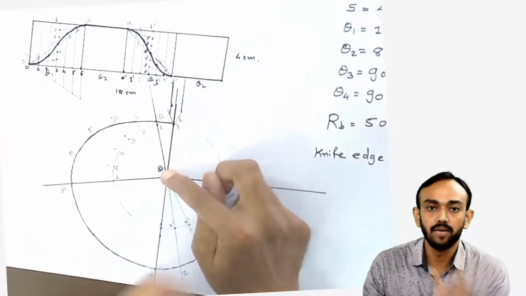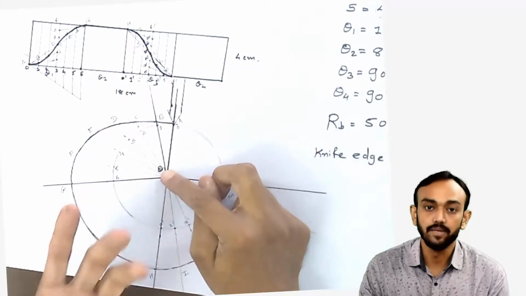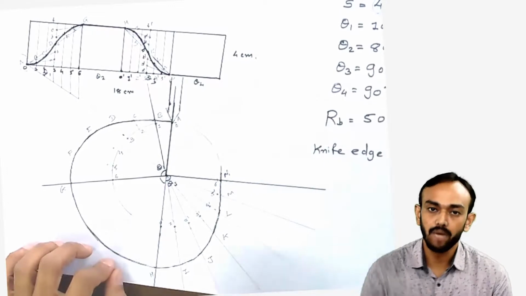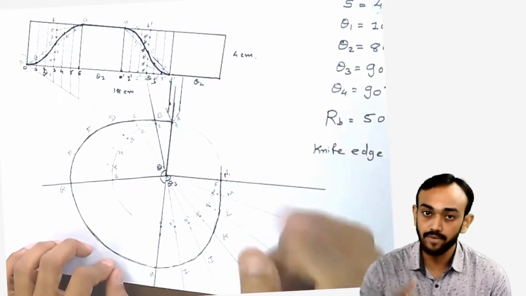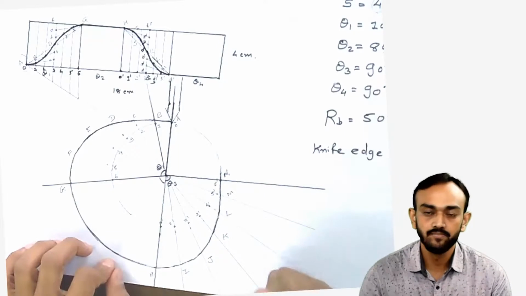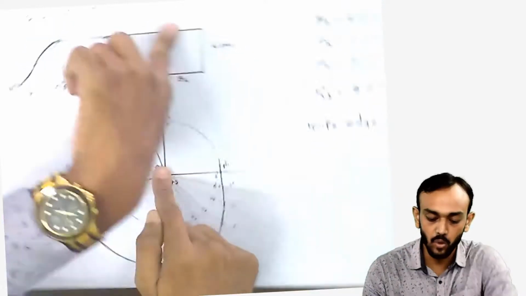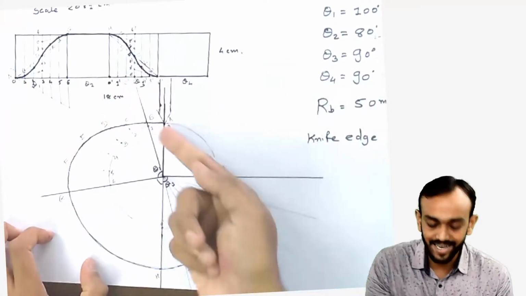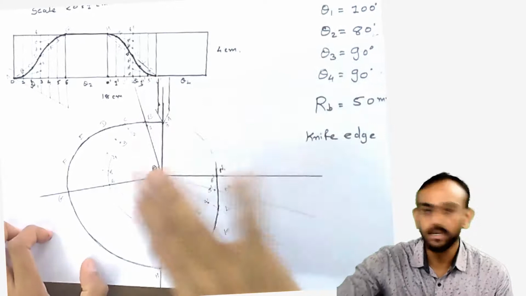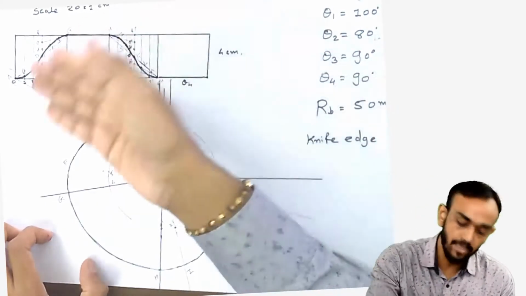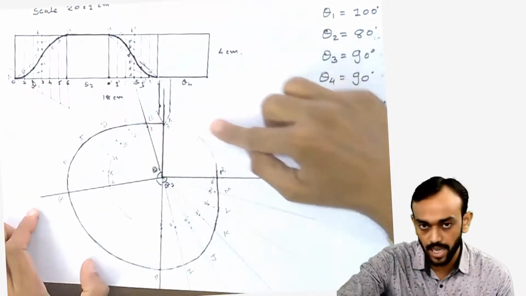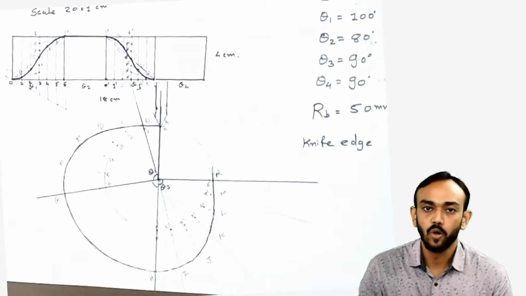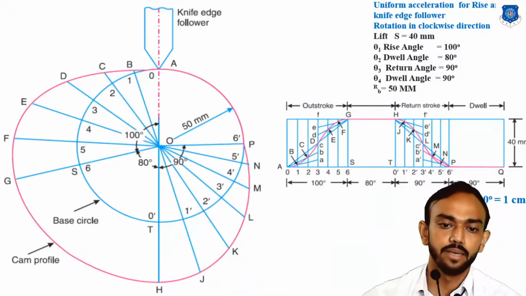Remember that whenever no direction is given in an example, we will draw in this direction. But in one or two examples they have said that the cam is rotating anti-clockwise. Then nothing changes, except that we have to take theta 1, 2, 3, 4 in the opposite direction. Because the cam is rotating anti-clockwise, we have to take the angles clockwise, theta 1, 2, 3 and 4. Okay, so this is your cam profile.